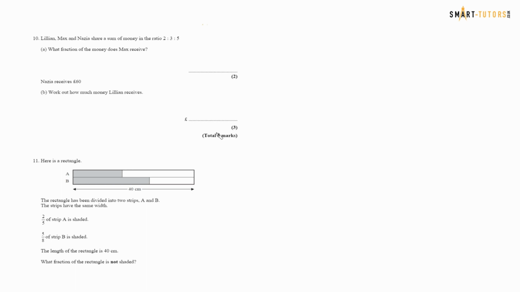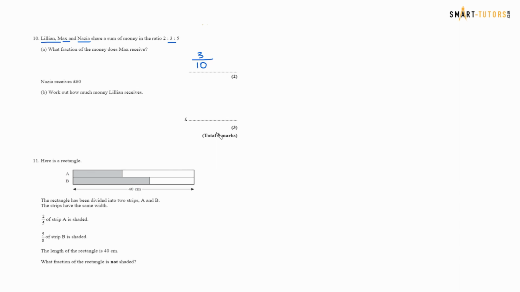So question number 10. Lillian, Max and Nazia share some money in the ratio of 2:3:5. What fraction of the money does Max receive? So if you underline, Lillian is the first, Max is the second, Nazia is the third. So Max is the second person, is a 3, 3 parts. So what fraction of the money does Max receive? So 3 out of 5 plus 3 is 8, 8 plus 2 is 10. So 3 out of 10.